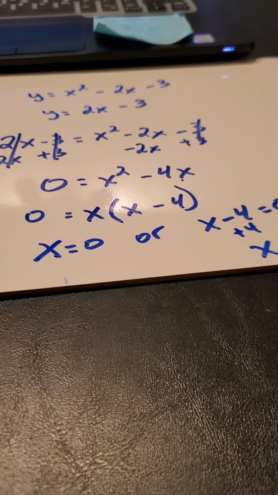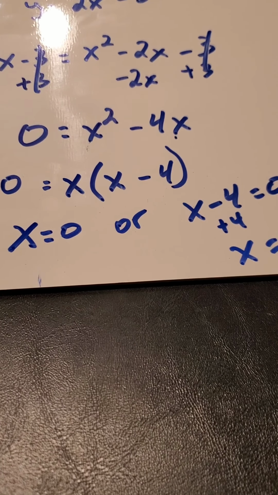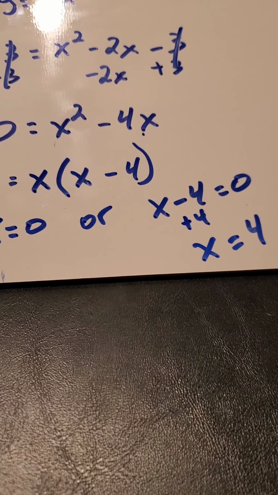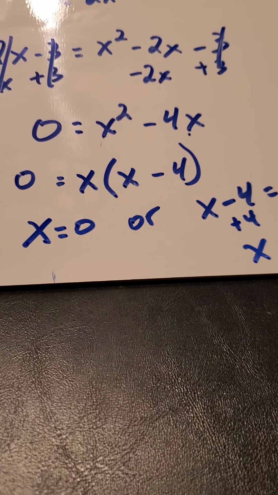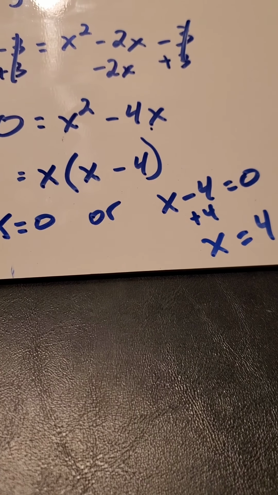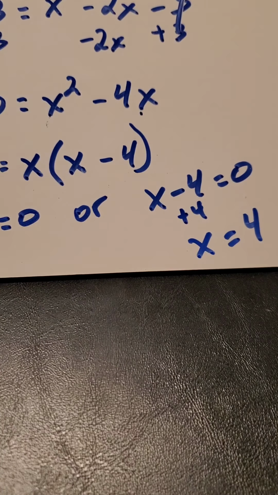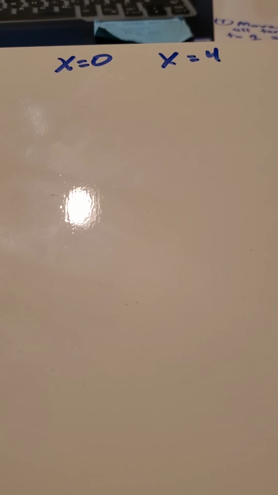So what does this tell me? This tells me we have two solutions. This means they intersect at two different points. And the points where they intersect is when x equals 0 and when x equals 4. But that's only part of the solution. I've only found the x coordinate. I need to find the points of intersection. In order to do that, I'm going to have to take my x values, where x equals 0 and x equals positive 4, and plug those back into the original equation.